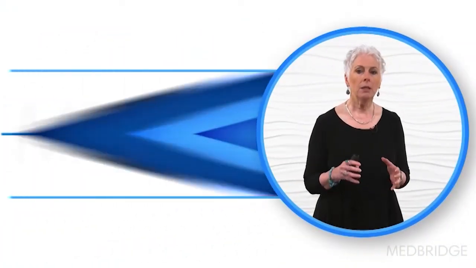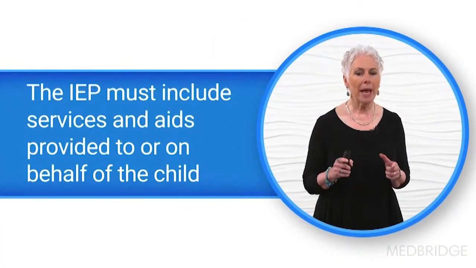A few pieces need to be in place. First, the child's present levels of academic achievement and functional performance. Sound familiar? And then measurable academic and functional goals that will enable that student's involvement and progress in the general ed curriculum. And the services and aids that are needed to or on behalf of the child.